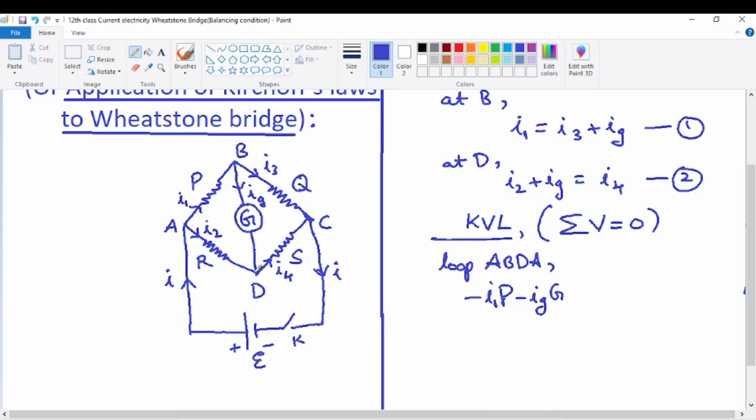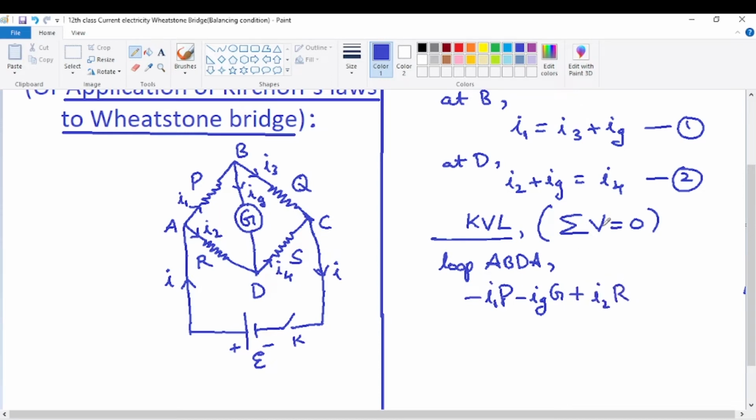Next, from D to A we are going in the opposite direction of current. That means from lower to higher. So the change in potential is higher minus lower, final minus initial, which is positive. So the change in potential from D to A is positive. And what is the change in potential across the resistance R from D to A? From Ohm's law, current into resistance, I2 into R. So plus I2 R.